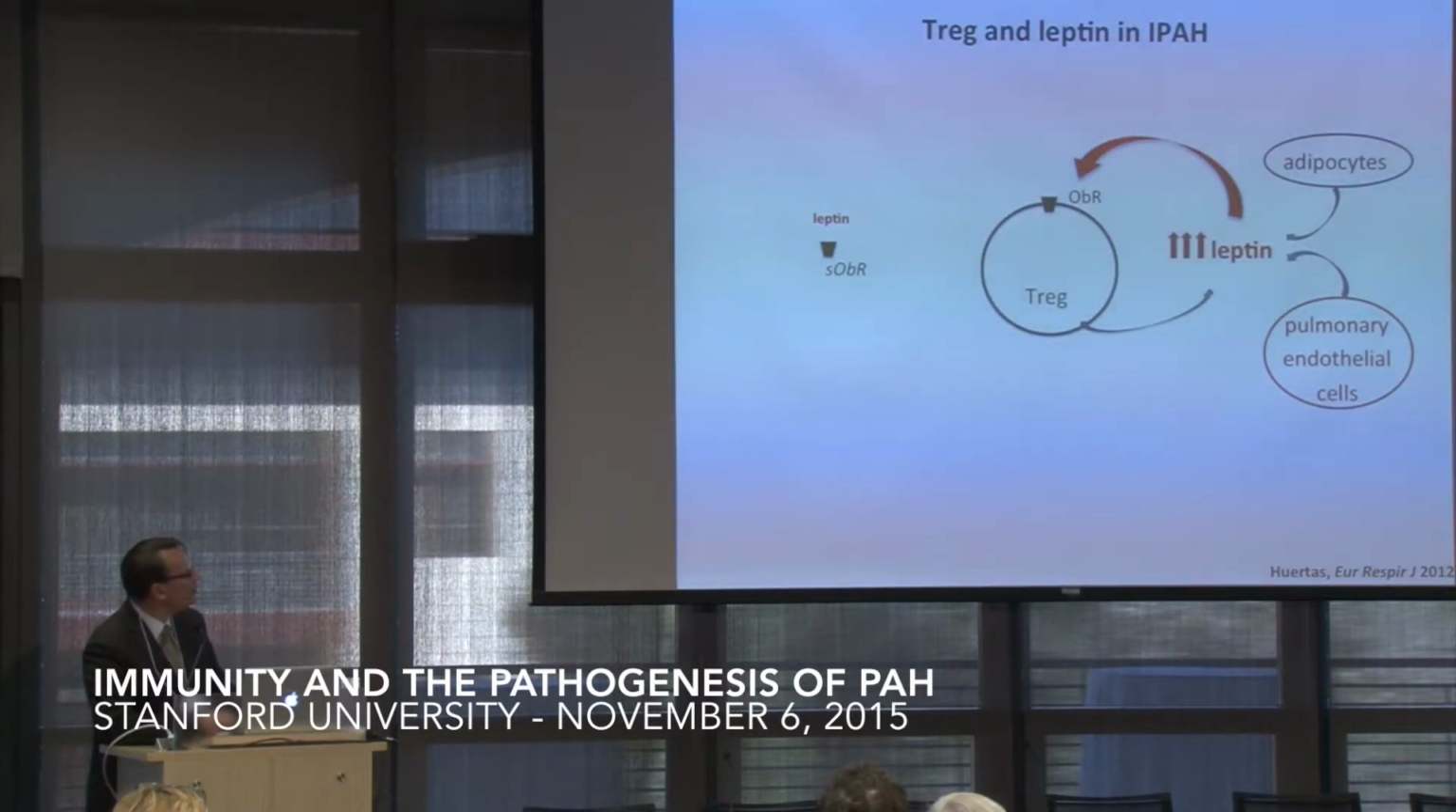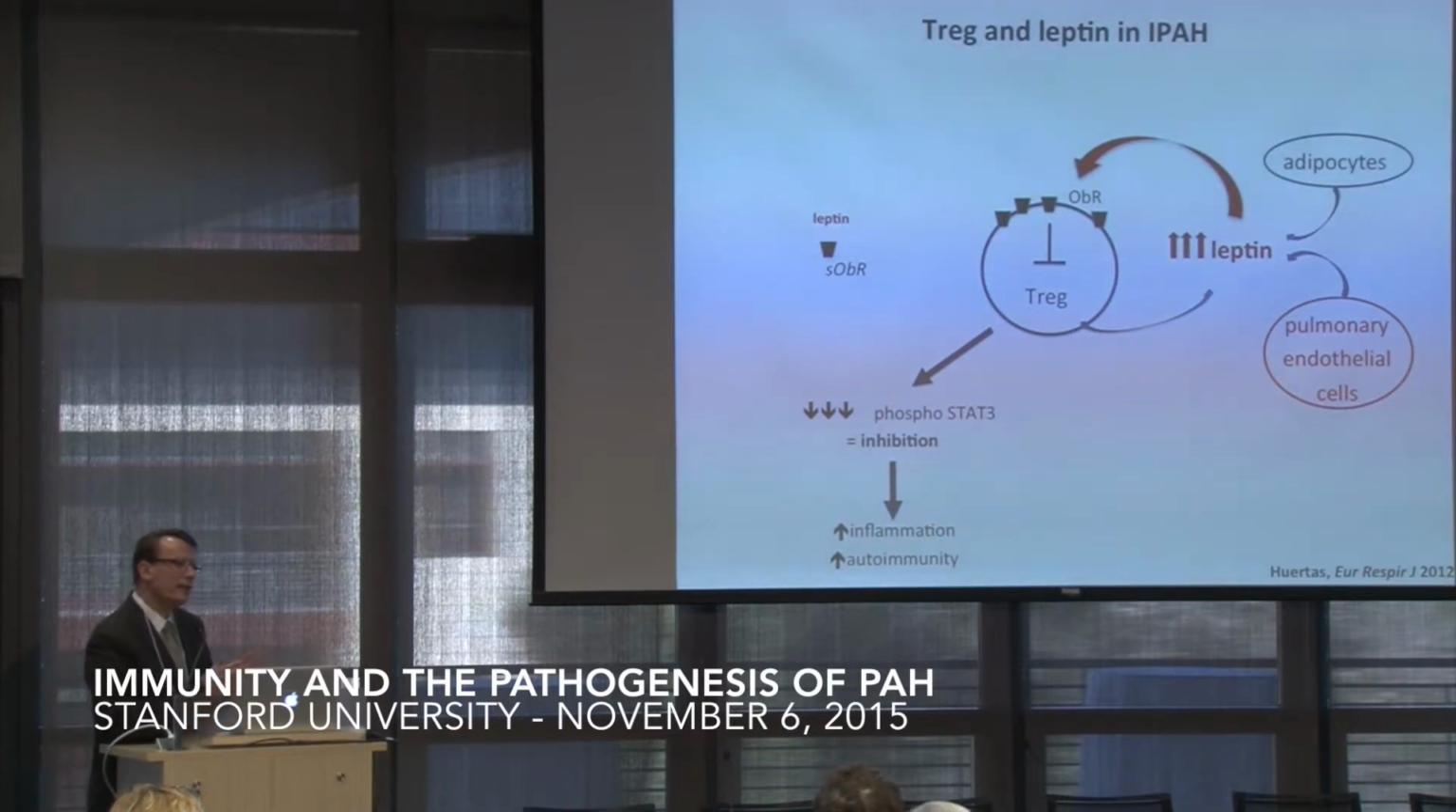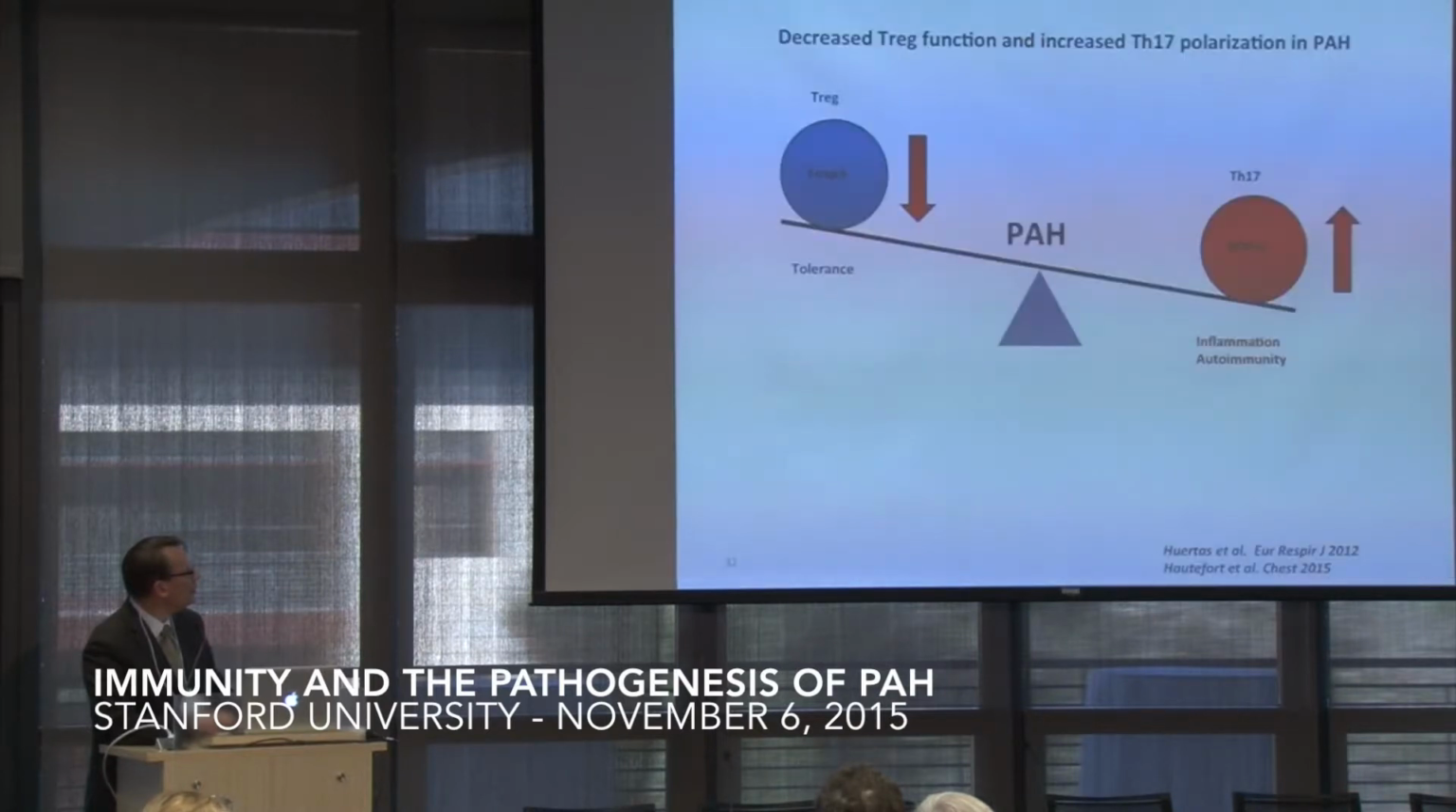There is increased leptin production and increased leptin receptor expression on Tregs. This will lead to decreased phosphorylation of STAT3, meaning inhibition of Tregs, promoting inflammation and autoimmunity. After this paper, we published a second one last year, and a third one is coming, expanding the Treg abnormalities in other group 1 PH, including heritable and other connective tissue disease-associated PH.